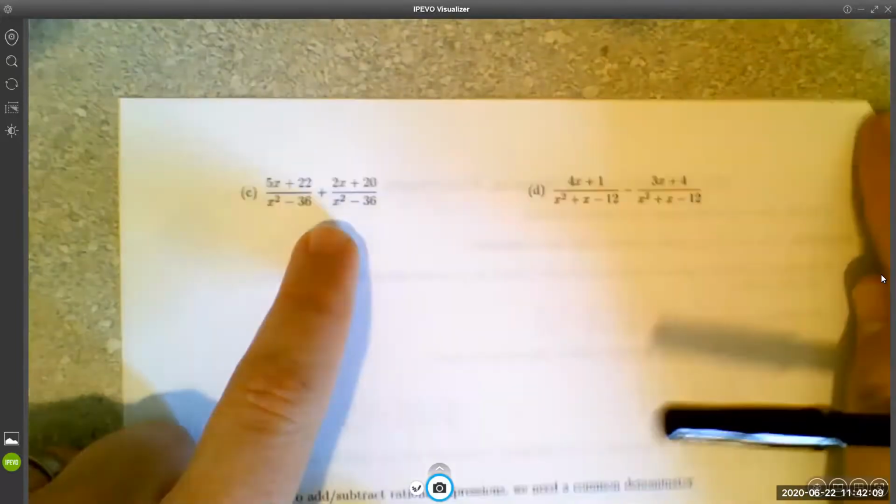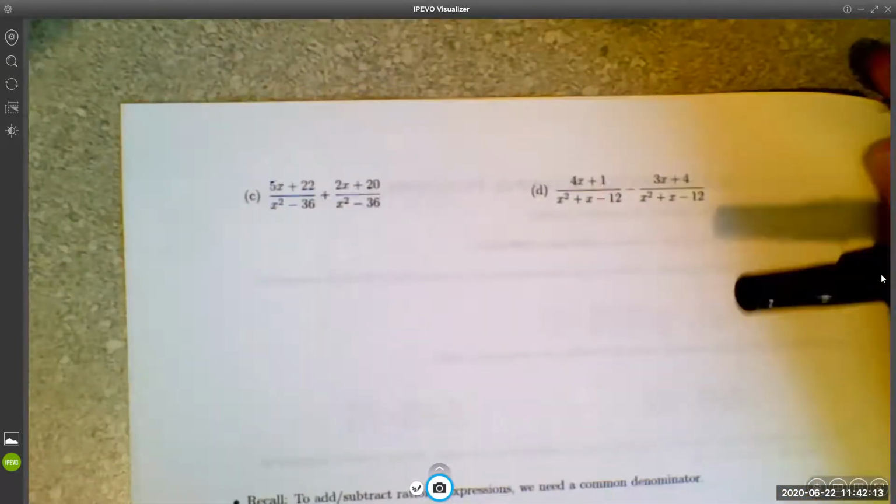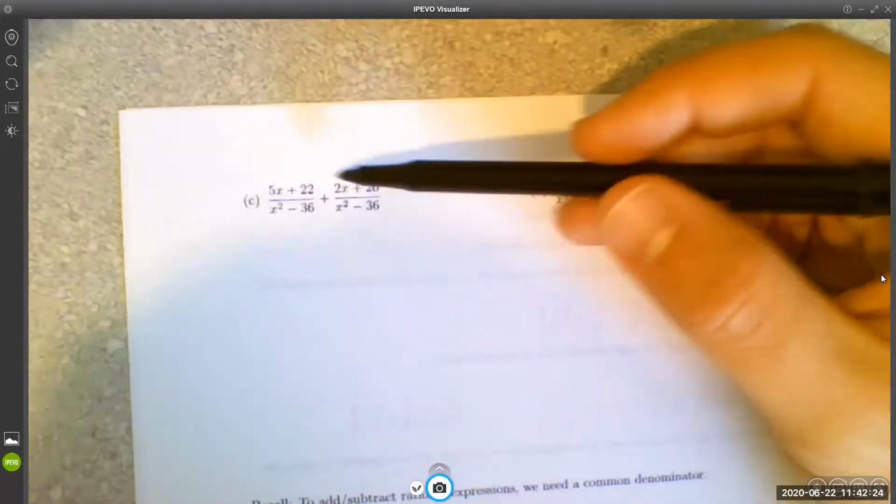Addition and subtraction. These two problems are addition and subtraction when you have the same denominator. When you have the same denominator, that's not hard. Again, the addition and subtraction works exactly the same as it does for adding and subtracting fractions, right?